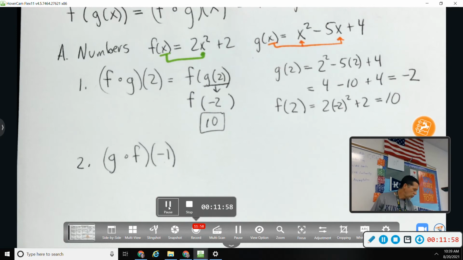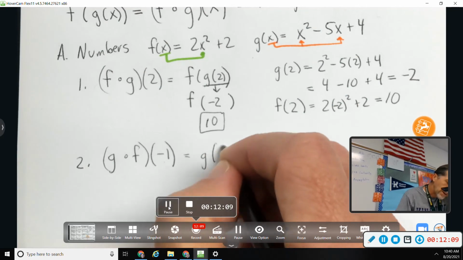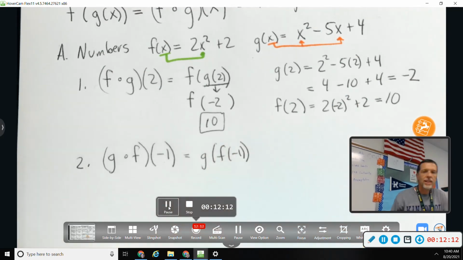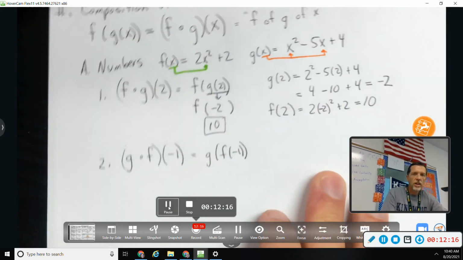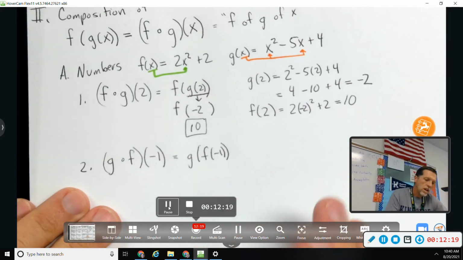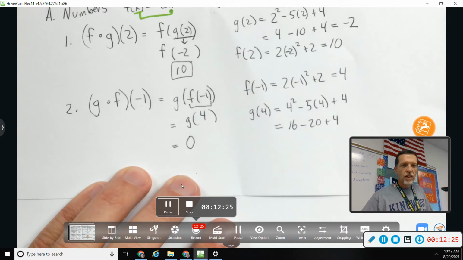How about g of f of negative 1? g of f of negative 1. Well, again, I don't like that. I'm going to rewrite it like that because that helps me focus on what needs to happen first. You know what? Why don't you try that one? It's real similar to the last one. So you plug in negative 1 to f, you get 4. g of 4 turns out to be 0.